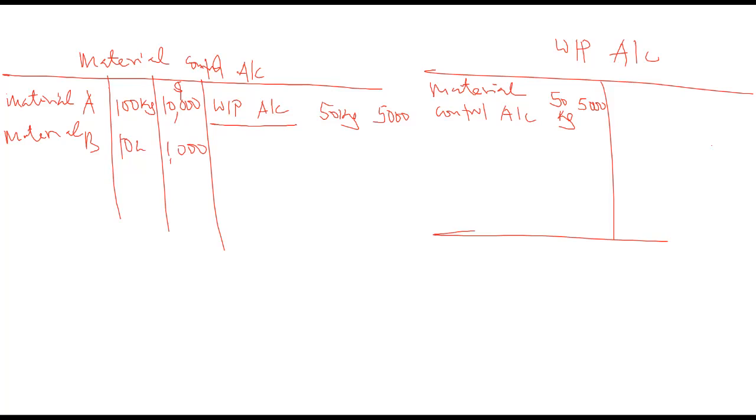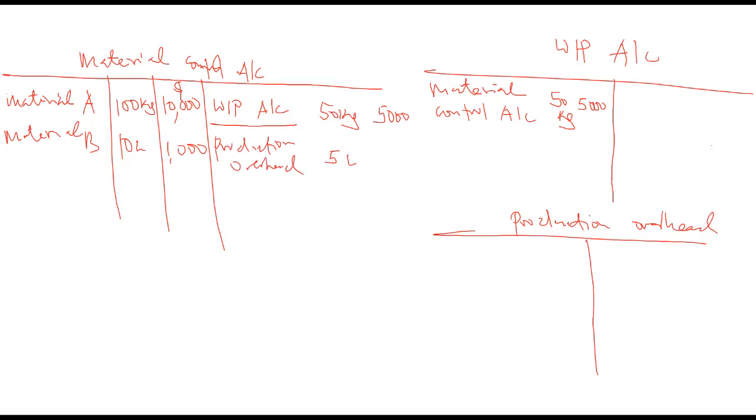Since it is an indirect material, we need to have another account here. We call it the production overhead account. So we first assume that we take 5 liters of the diesel that has been bought. So here we have the production overhead account. We have taken 5 liters at a cost of 500. Again, this is a credit on the other side, so we debit the production overhead account, and credit the material control account. We have taken 5 liters of diesel at a price of 500. And that's how we account for the material.